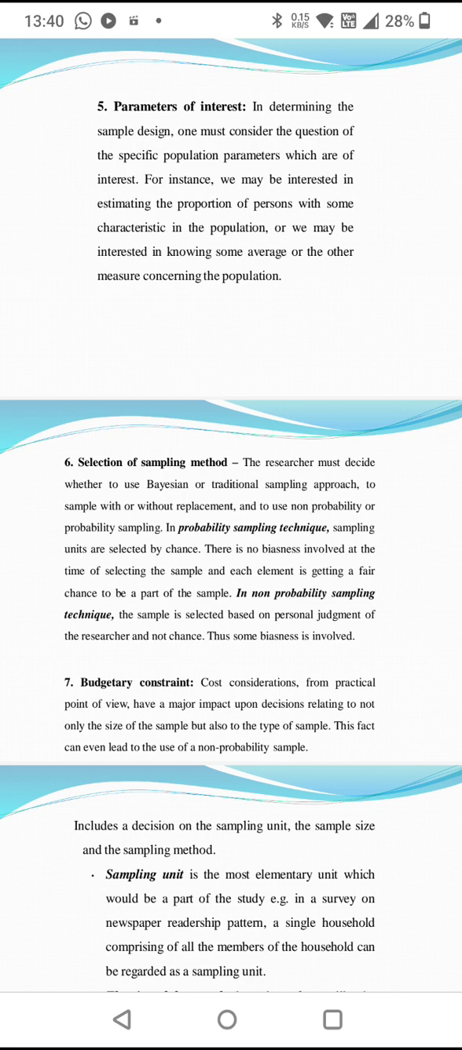The fifth point being natural bias in the reporting of data. Yes, so what do you mean by this?